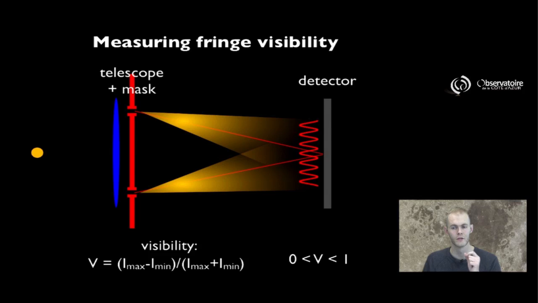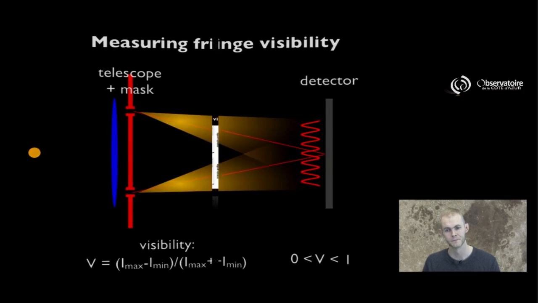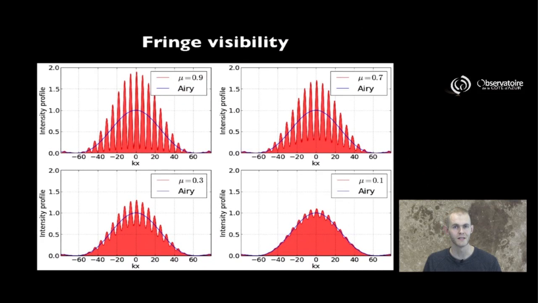And Van Cittert-Zernike would tell us the relationship between the value of this modulation and the size of the object we are observing. Again, these are the same profiles we saw earlier that essentially tell the same story, except that they look more like the real thing. We still have the envelope of modulation here.